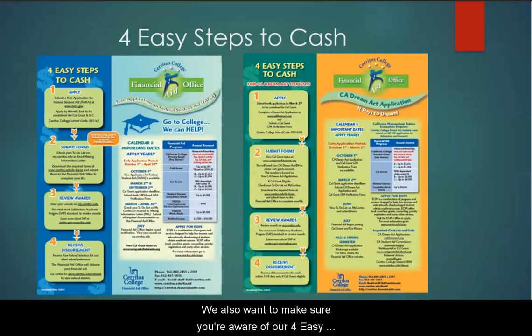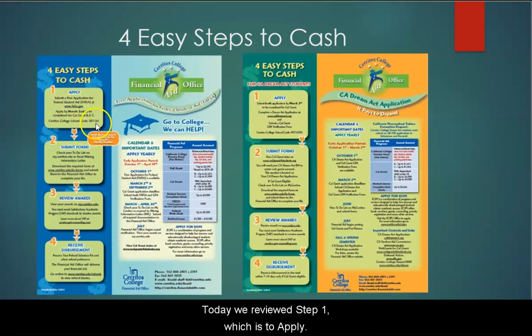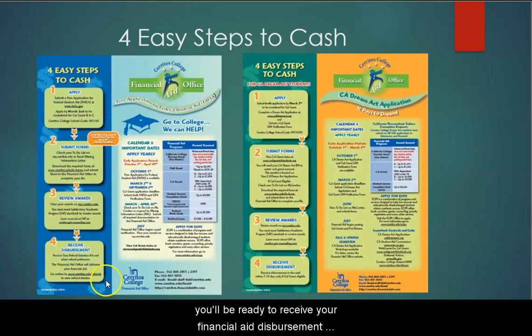We also want to make sure you're aware of our 4 easy steps to cash for financial aid at Cerritos College. You'll see we have the same 4 steps for FAFSA applicants as well as DREAM Act applicants. Today we reviewed the step number 1, which is to apply. Step number 2 is Part B, which is submit forms by April 30th. This will ensure that you have your financial aid awards available to review before school starts for fall 2021. After you've reviewed your awards, you'll be ready to receive your financial aid disbursements starting the first day of school.